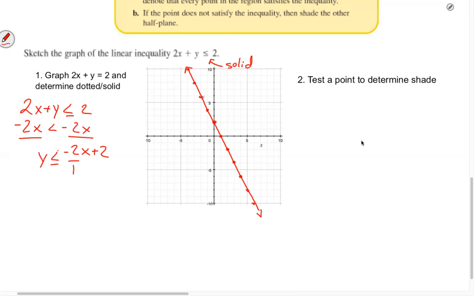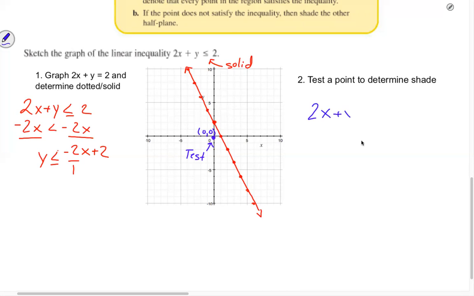So you asked about the test point. Does everybody see the point 0, 0, right? Does everybody see how 0, 0 is below the line? Maybe you see that? I know it's boring, but that's the way math is sometimes. Just boring.